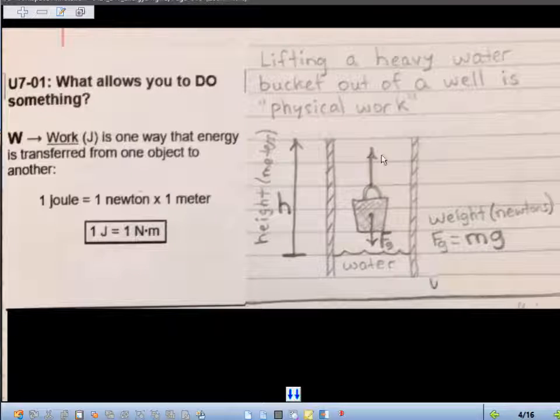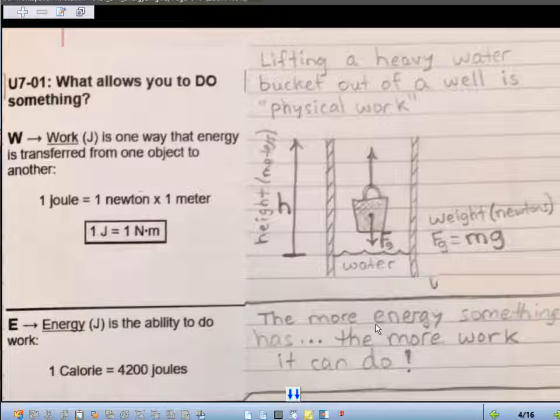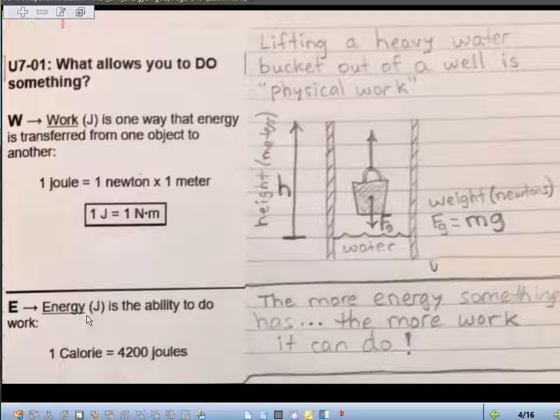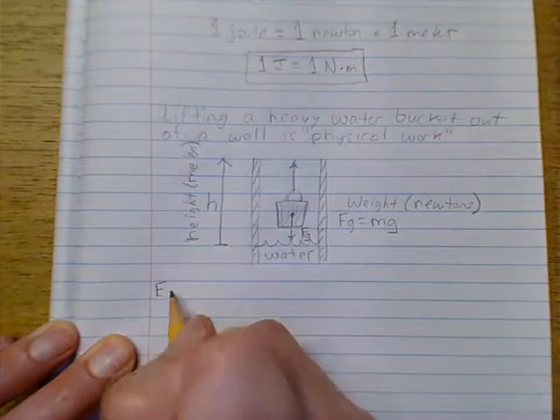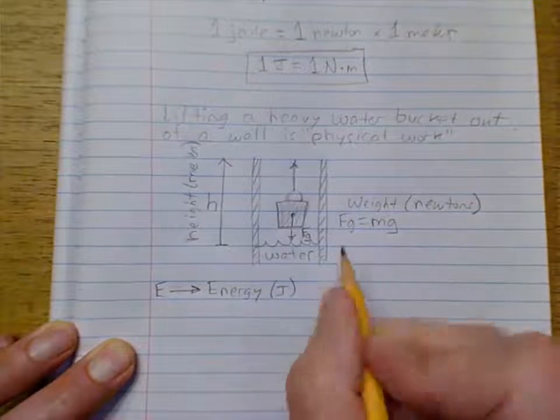So that's work. We're going to be doing some practice of that today. And now, something else measured in joules is energy. Energy is in joules, and it's the ability to do work. So the more energy you have, the more work you can do. And another way of measuring energy is in calories, something you may have heard of. 1 calorie equals 4,200 joules. So you can see they're kind of the same thing. Energy, joule.